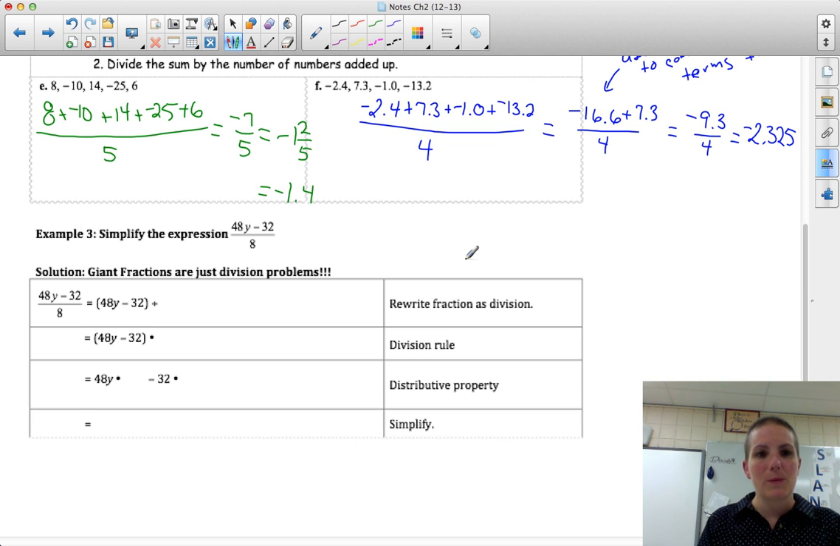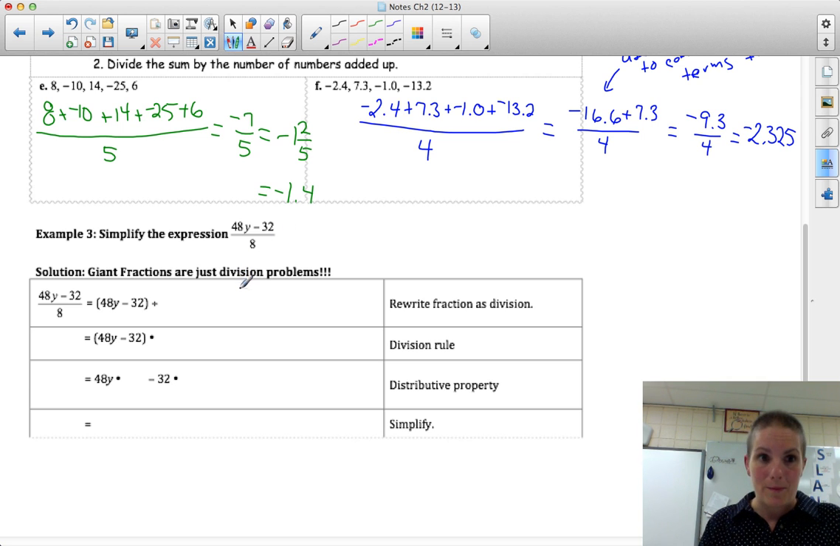All right, so the next piece that we need to go to is example 3, and this is giant fractions. Notice that when we look at this problem, we have a quantity or a subtraction or addition in the numerator. We have two ways to look at this. You can pick which way you like. I will have both versions on the quiz and on the test, so I don't mind which way.